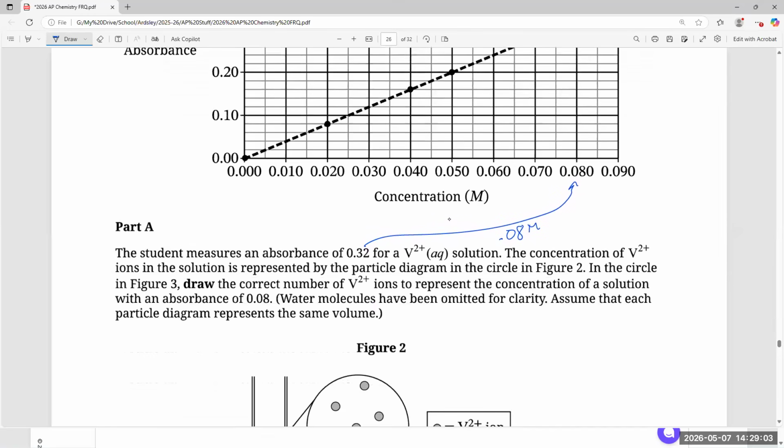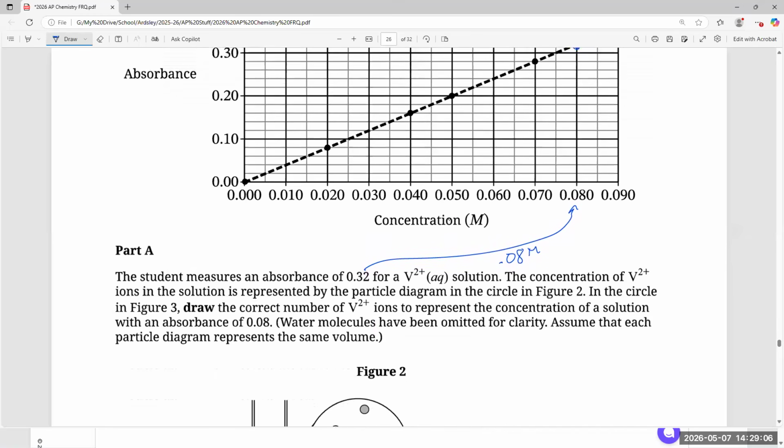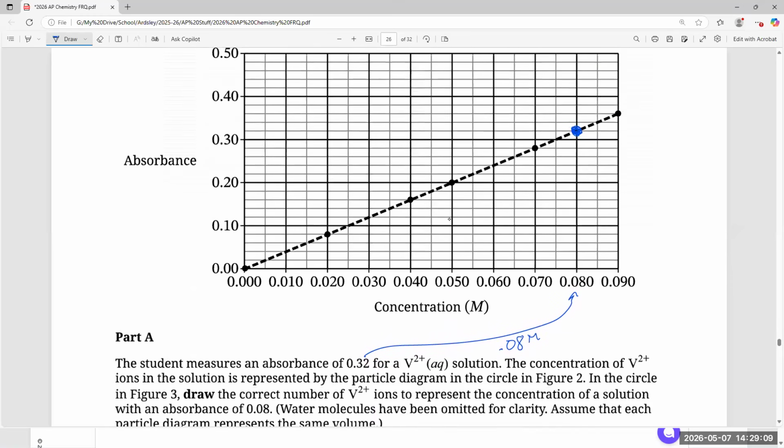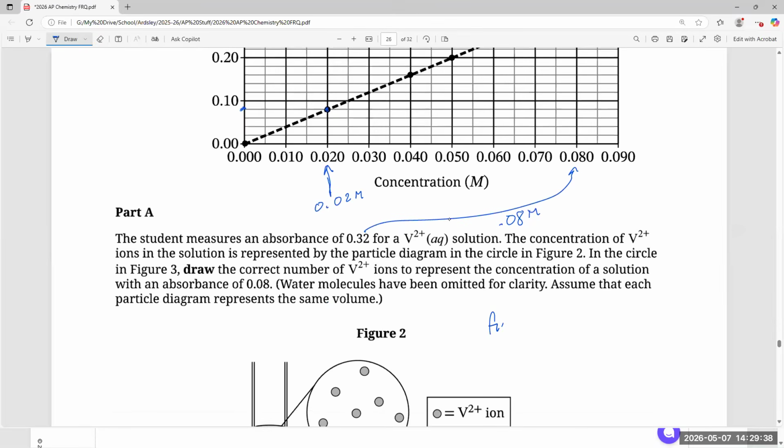In figure 3, draw the correct number of ions to represent the concentration of a solution with an absorbance of 0.08. What is that? Each one of these is 0.02: 2, 4, 6, 8, 10. So 0.08 is going to be right here somewhere. They even put a dot. That's right here, so that's a concentration of 0.02 molar. So we went from figure 2 at 0.08 molar to figure 3, where you want 0.02.